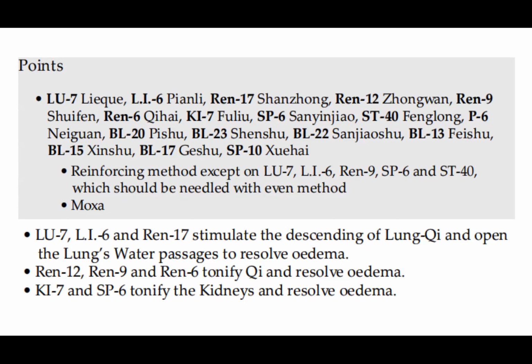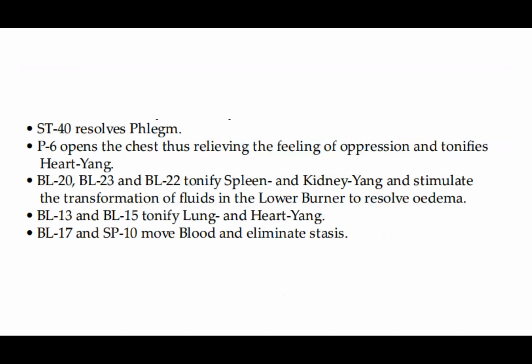Lung 7, Li 6, and Ren 17 stimulate the descending of lung qi and open the lungs water passages to resolve edema. Ren 12, Ren 9, and Ren 6 tonify qi and resolve edema. Kidney 7 and spleen 6 tonify the kidneys and resolve edema. Stomach 40 resolves phlegm. Pericardium 6 opens the chest, thus relieving the feeling of oppression and tonifies heart yang.